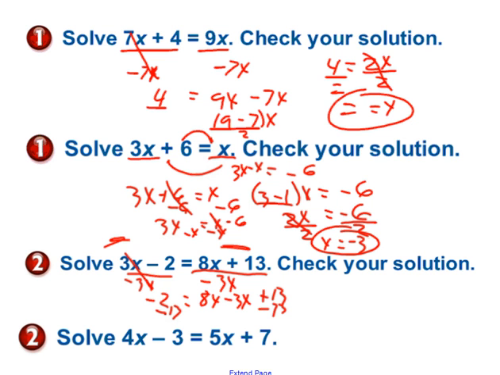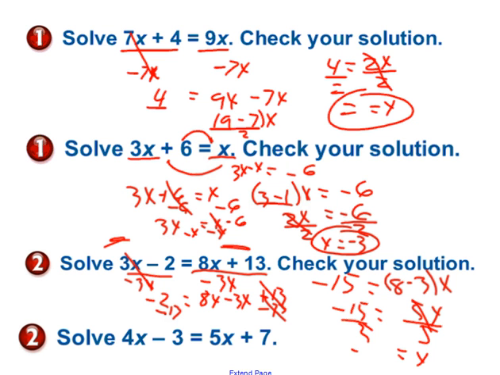So minus 13 from both sides, these cancel out, and I'm left with negative 2 minus 13, which would be a negative 15. And that's equal to 8 minus 3 times x. 8 minus 3 is, of course, 5x, or 5 times x, and that's equal to a negative 15. Divide both sides by 5. X then is equal to a negative 3.